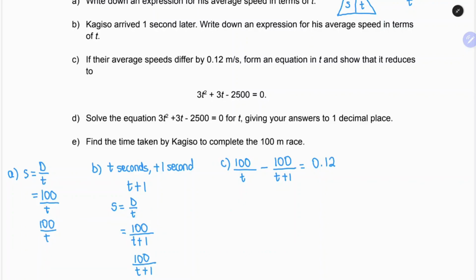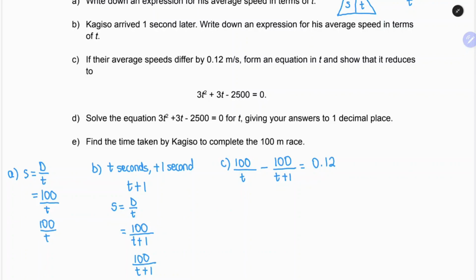And then what we will be left to do here would be to reduce the equation, to form the equation and show that it reduces to 3t squared minus 3 plus 3t minus 2500. So initially already, this is the first step, so this can earn you a mark. Then what we're going to do here is now reduce.